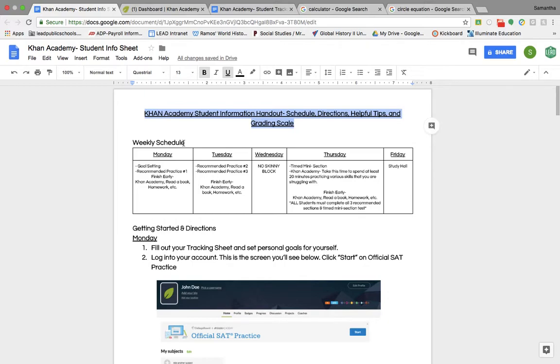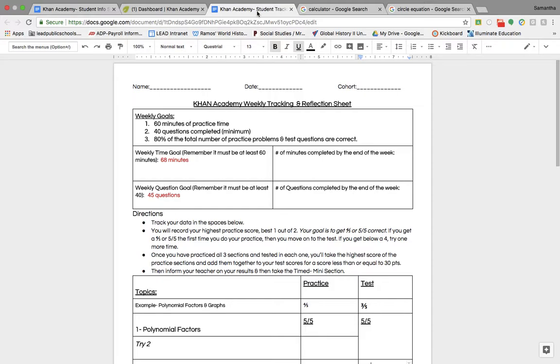Now, weekly schedule. We're going to go through this pretty quickly in terms of how to use Khan and how we practice. So there'll be some things that we go through very quickly, and some things that we are actually going to try. On Monday, you'll be goal setting, and you will also do your recommended practice number 1. It says step 1, fill out your tracking sheet and set personal goals for yourself. So let's flip to our student tracking sheet.